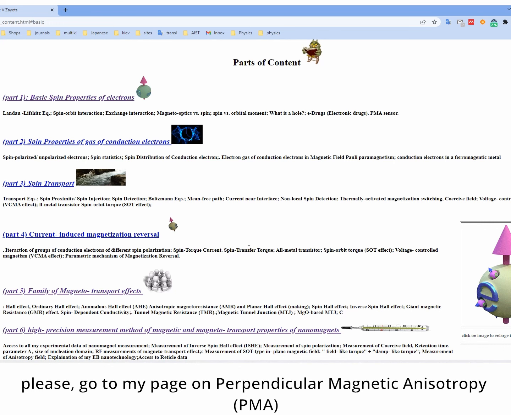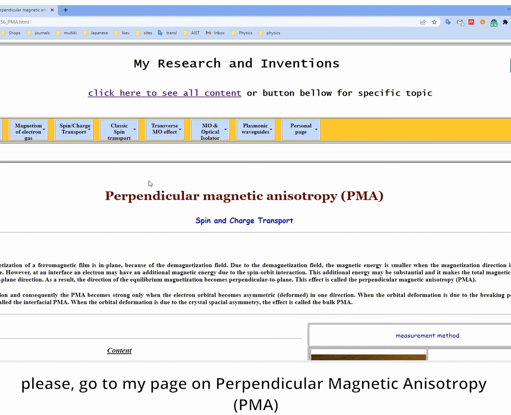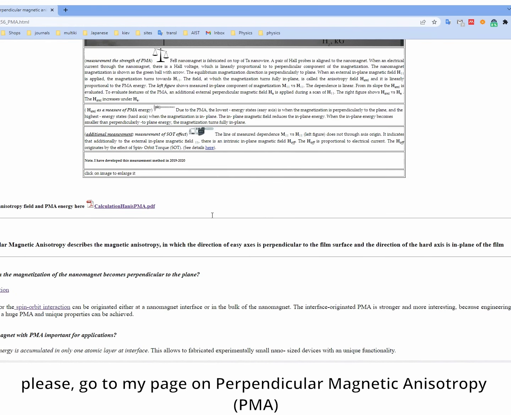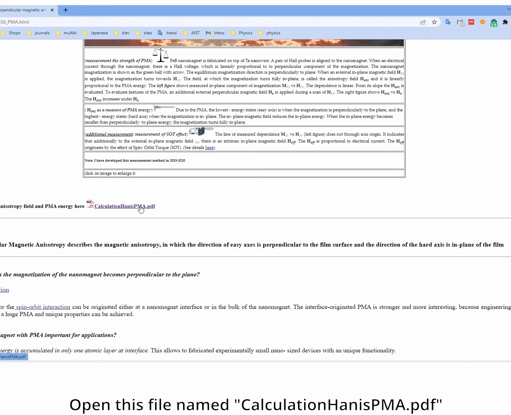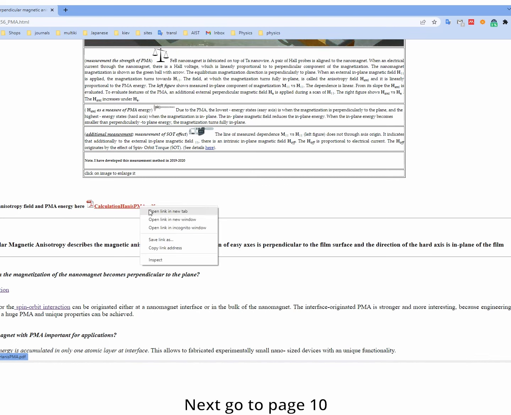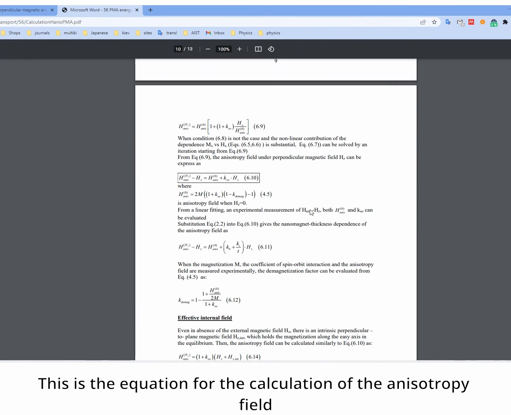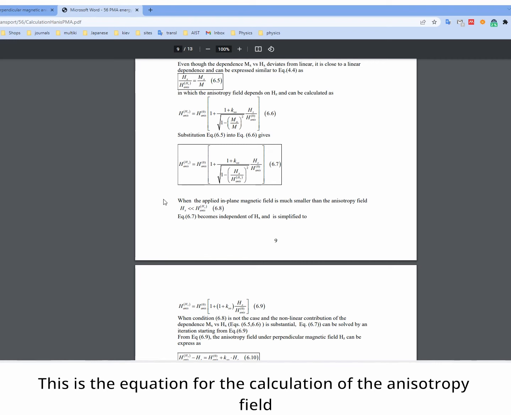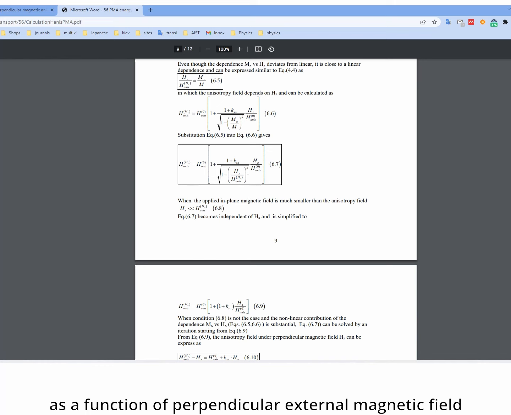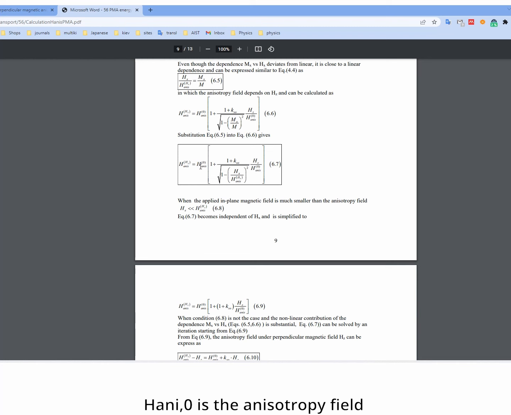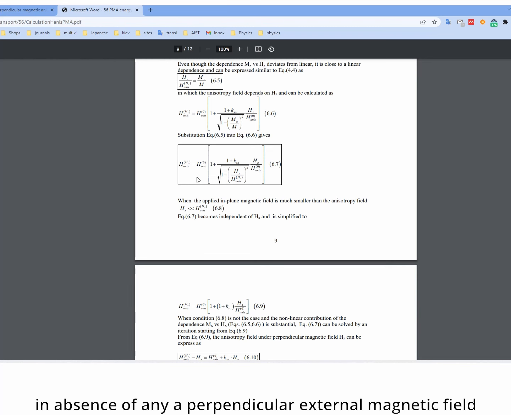Please go to my page on perpendicular magnetic anisotropy, PMA. Just below the content, open the file calculation Anisotropy PMA PDF. Go to page 10. This is the equation for the calculation of the anisotropic field as a function of the perpendicular external magnetic field, Z. Anisotropy 0 is the anisotropic field in absence of any perpendicular external magnetic field.